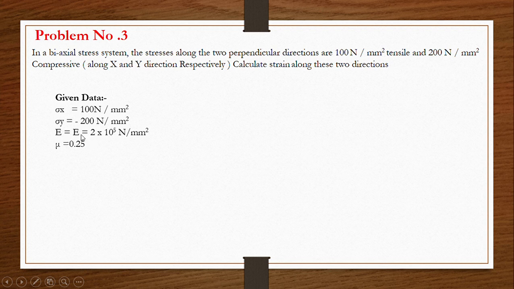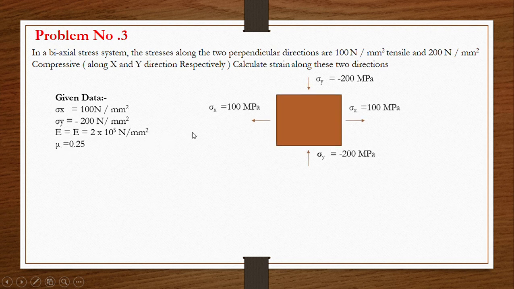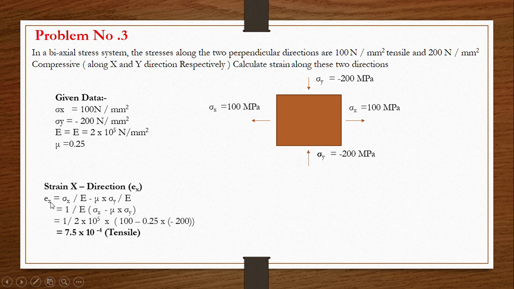The value of E, I repeat, is 2 into 10 raised to 5 Newton per mm square, and mu is equal to 0.25, which is already given. Now we are taking sigma y as compressive, that is negative. The formula for strain in x direction will be sigma x divided by E minus mu into sigma y divided by E. Taking 1 by E as common, in bracket sigma x minus mu into sigma y.